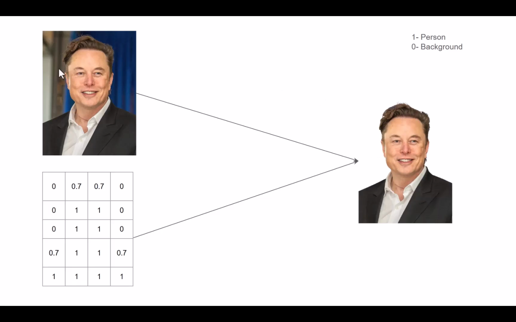So in short, we are going to take each pixel and check its value in the mask. If the value is close to 1, then we are going to copy that pixel to our output image. Otherwise, we are going to make that pixel transparent inside our output image. So that's how we are going to make our image transparent with image segmentation.